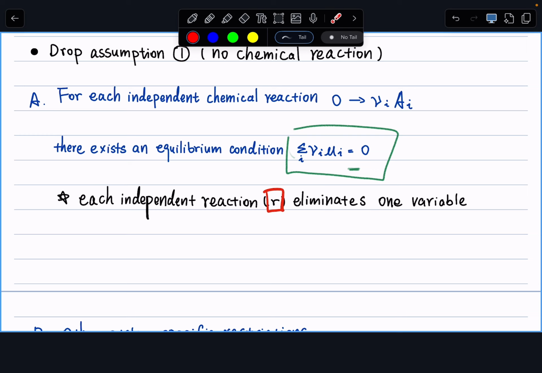All right, so with reactions, this then becomes F equals C minus P plus 2 minus R, where R is the number of independent chemical reactions.